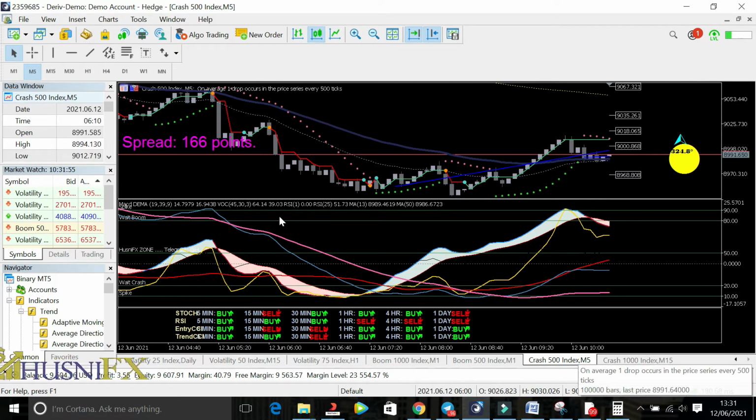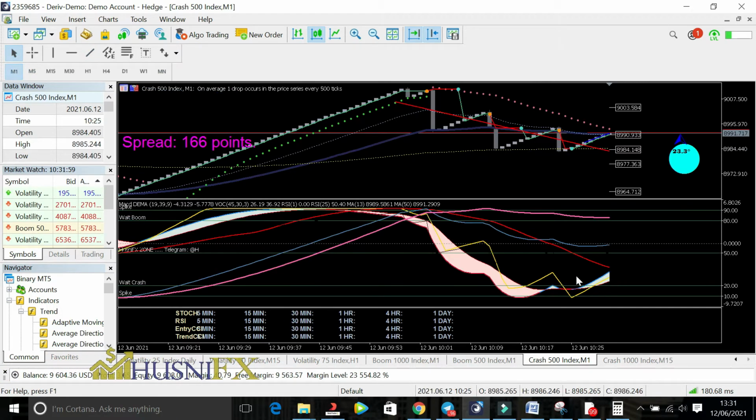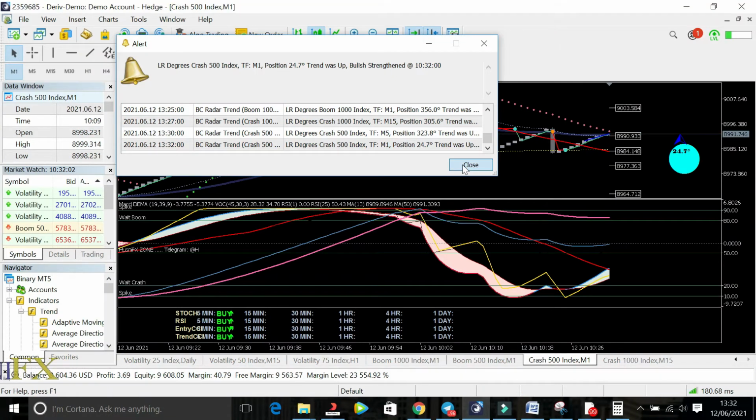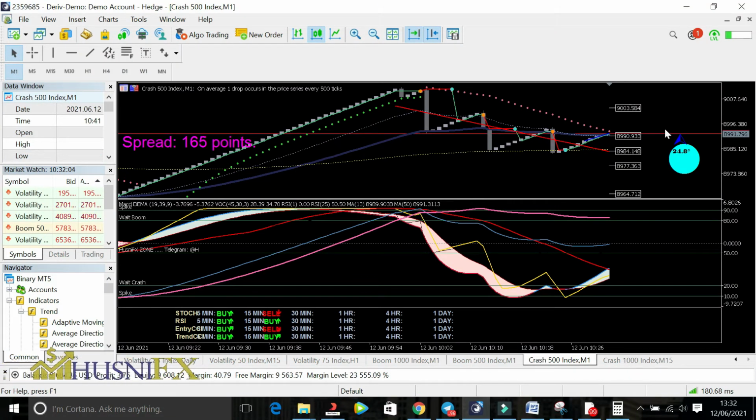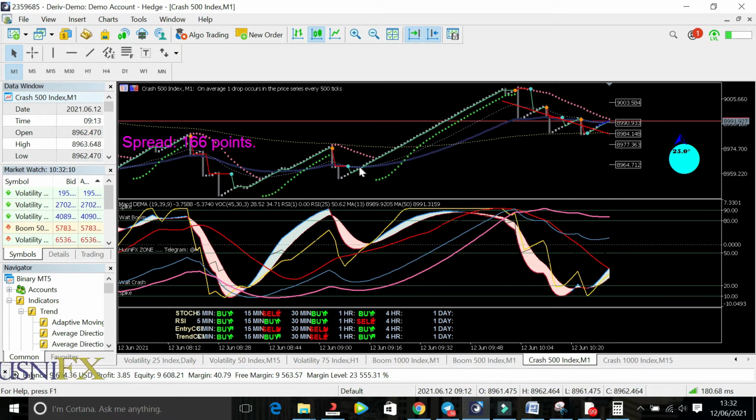Let me go to lower time frames. Oh sorry, we missed this buy. The buy should be over here. This time it was a good buy. You can see it was a good buy. Here it was also a good buy, and this is really something like a correction. We cannot go and buy on it.